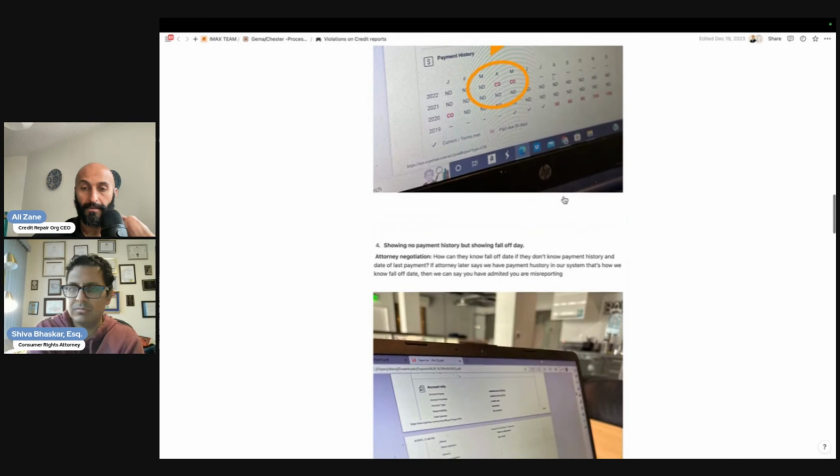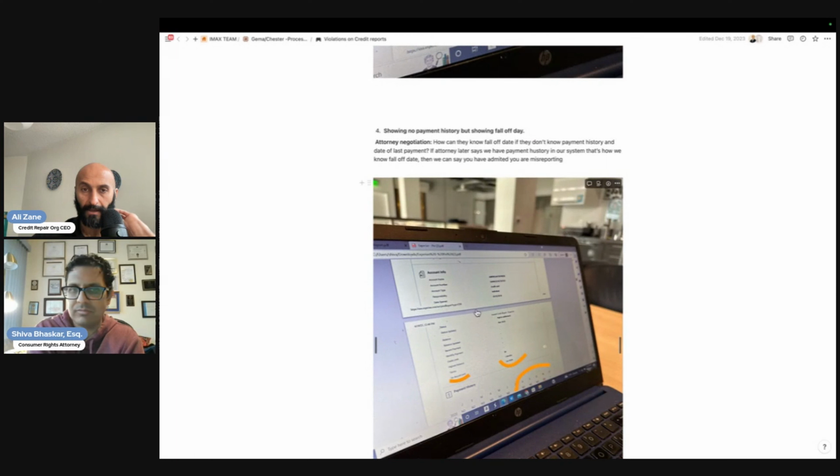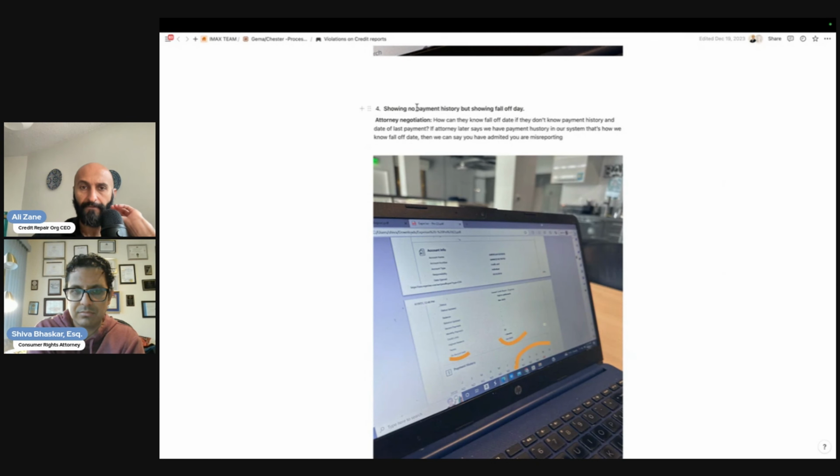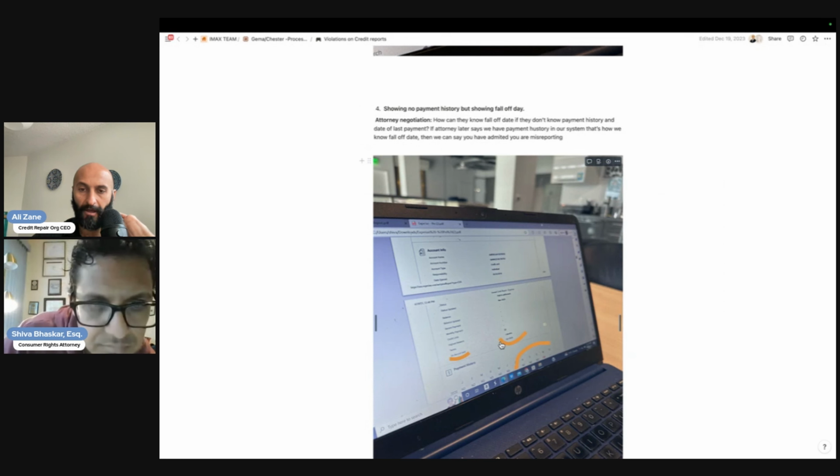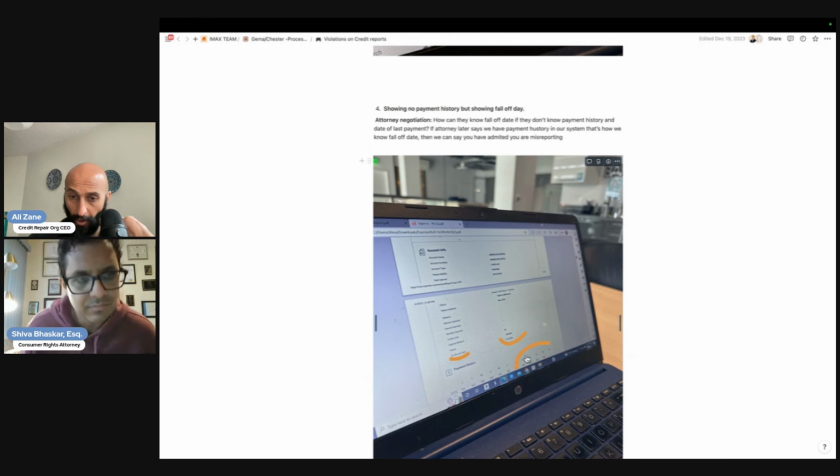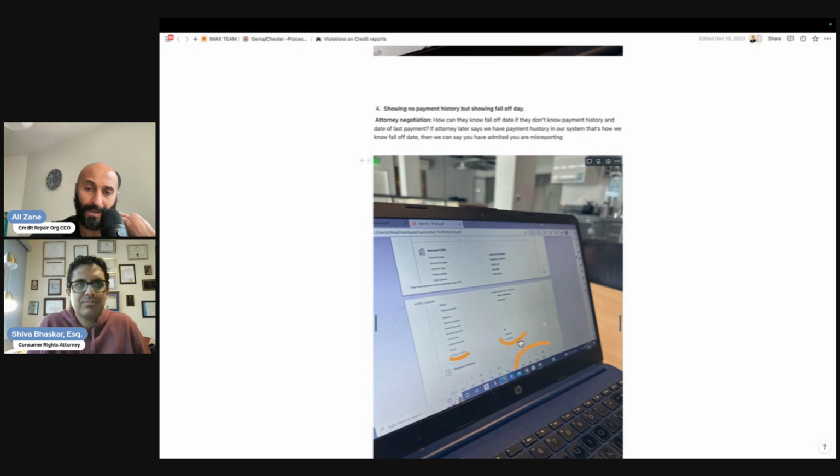And this is another one here too. If somebody's showing no payment history and it's showing the fall off date, that's what this is referring to. So if there is no payment history reported in this account, well, if you don't know when the last payment was made on the account and when it was charged off, then how can you determine the fall off date? So that's a violation as well too.